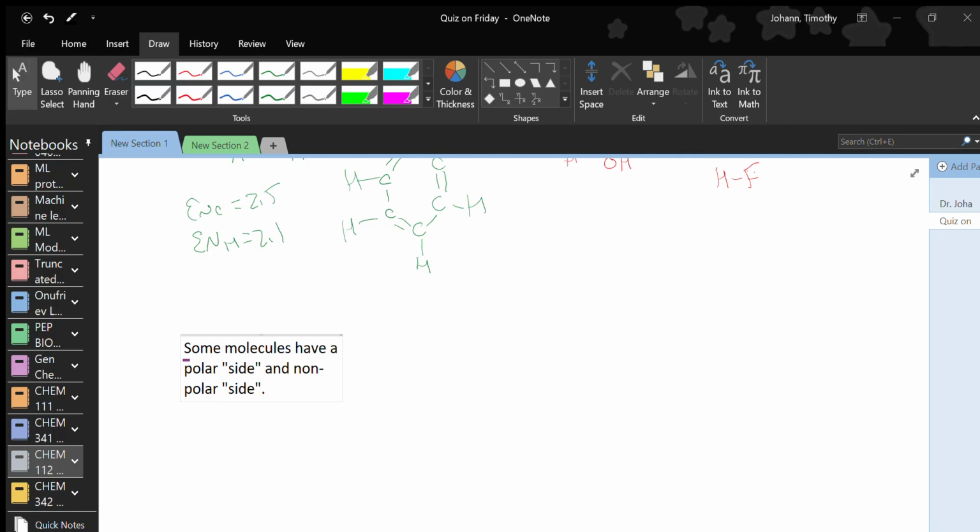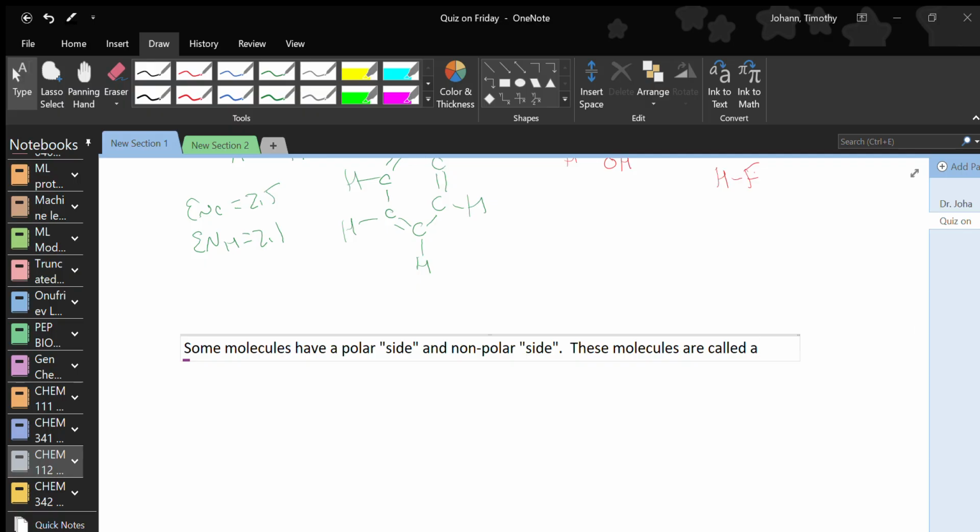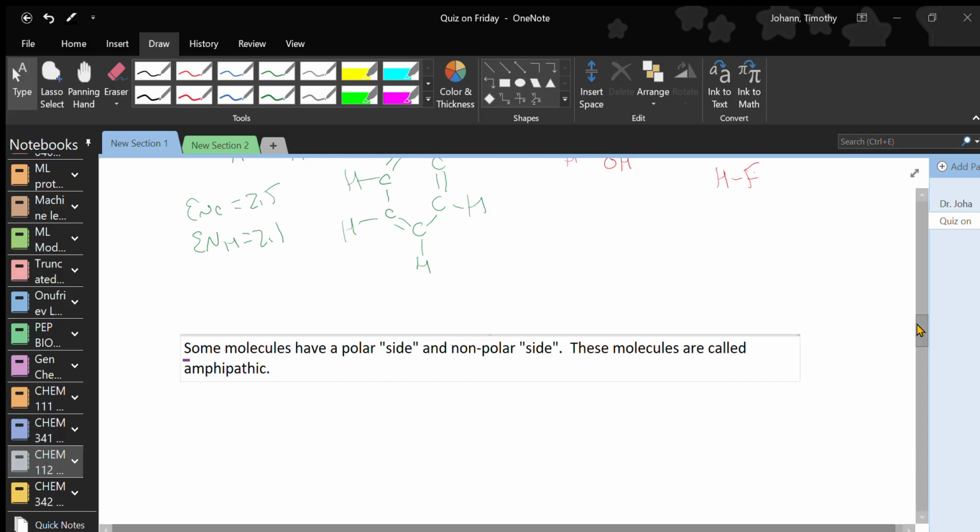Yes, it has to do with what functional groups you have on it. I'll do an example of soap here. So a non-polar side and a polar side. Your book doesn't use this term, so I'm not going to make you responsible for it, but I'm going to introduce you to it. These molecules are called amphipathic. You might also hear other terms for them. They have a polar side and a non-polar side.